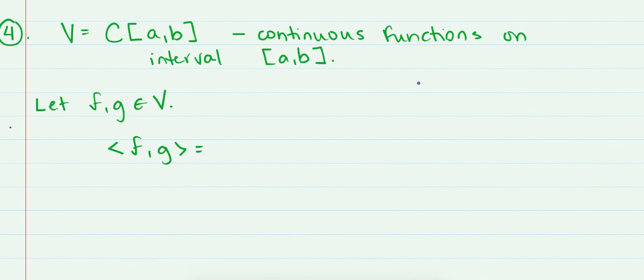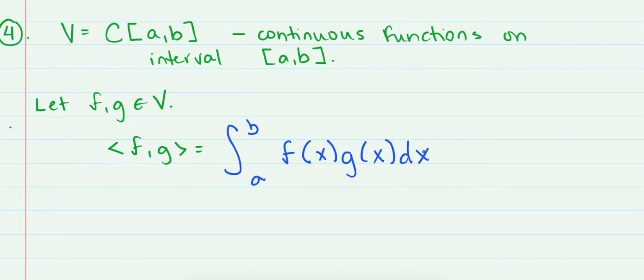Here's another example. We're actually going to prove that this one is an inner product. So we have V as the continuous functions on the interval [a, b]. And we're going to define the inner product for any two functions in your vector space as the integral from a to b of these two functions multiplied together. And I claim that this is an inner product.